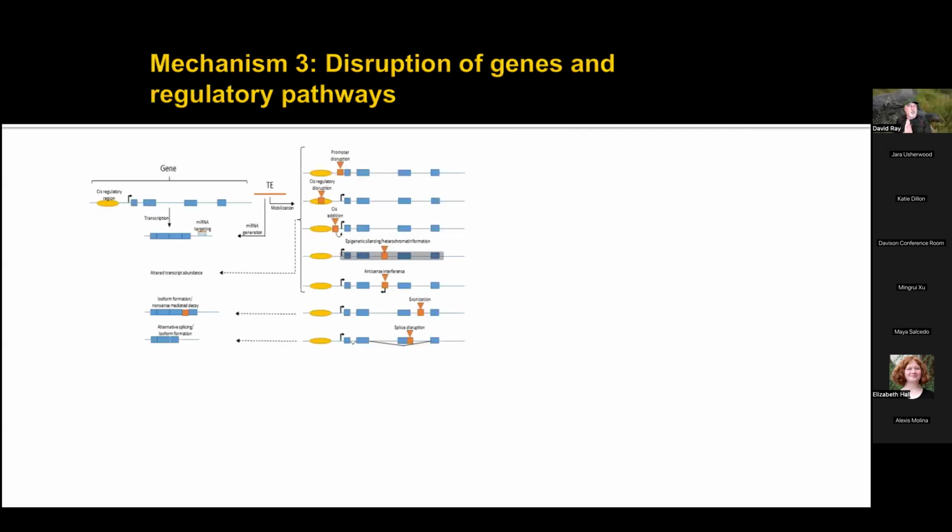And then third is this idea of disrupting genes and regulatory pathways. So what they can do is if they land in the middle of a gene or land in the middle of a regulatory element, they're going to disrupt that gene or disrupt that regulatory element, or potentially even add a new function to that gene or new regulatory element. Lots of TEs are the source of new regulatory elements. In fact, the evolution of the mammalian placenta is actually thought to be as a result of a SINE insertion that occurred a long time ago at the base of the mammalian tree.